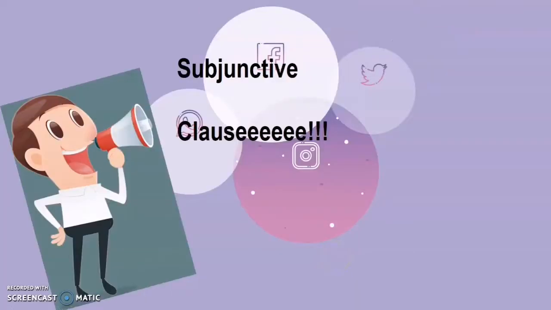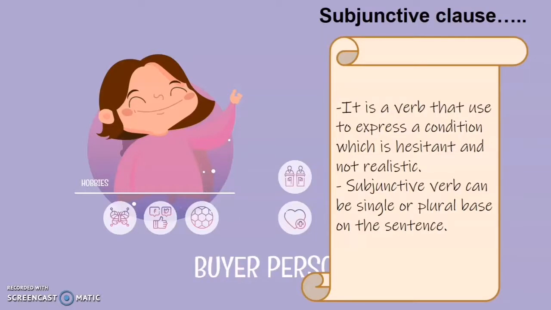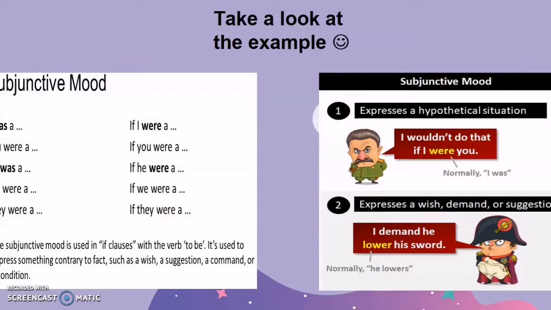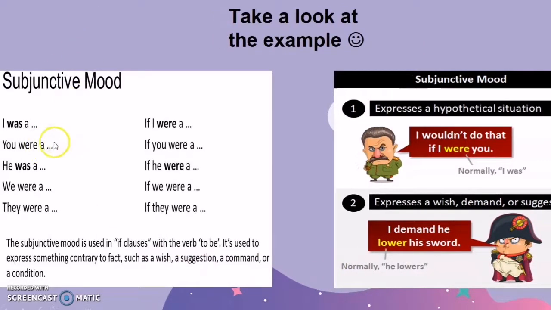What is subjunctive clause? Subjunctive clause is a verb that is used to express a condition which is hesitant and not realistic. Subjunctive verb can be single or plural based on the sentence. If we look at the example, subjunctive mood was, were, or were. The subjunctive mood is used in if clauses with the verb to be. It's used to express something contrary to fact, such as a wish, a suggestion, a comment, or a condition.